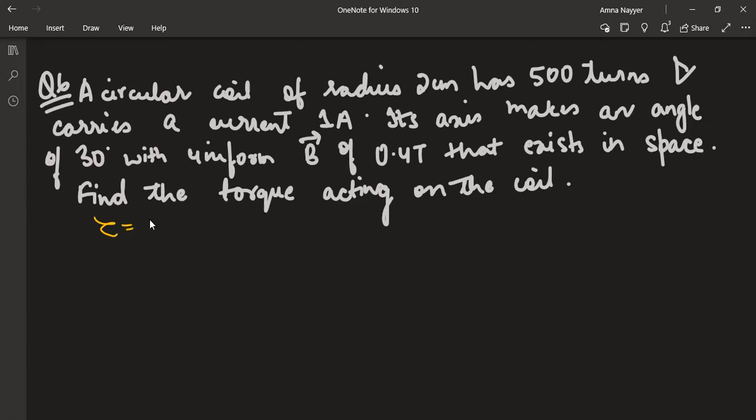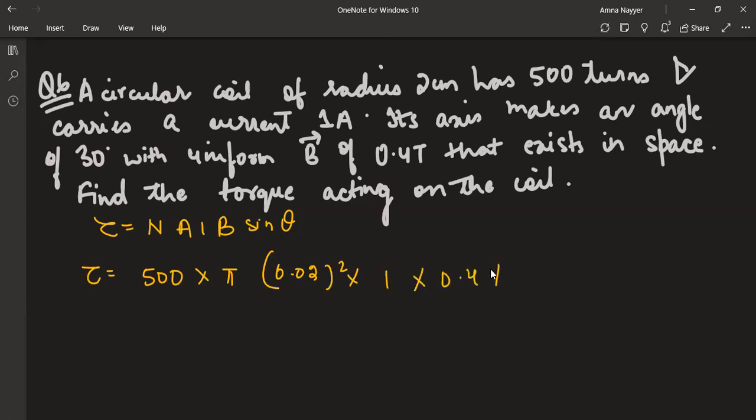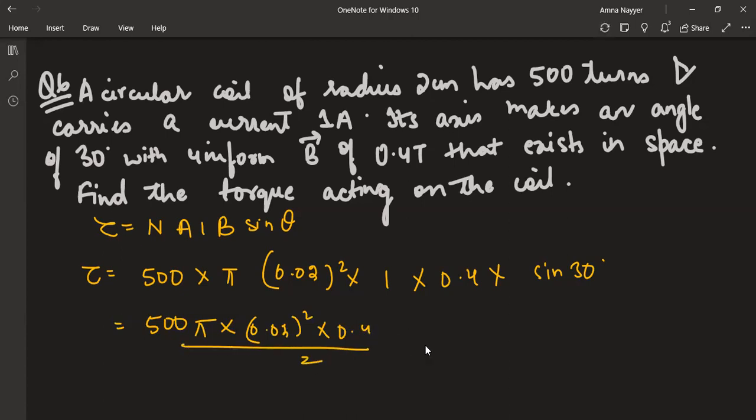So when you calculate torque, the formula will still be NAIB sine theta. So torque will be, number of turns 500, area pi r square, 0.02 whole square, and current is 1 ampere, magnetic field is 0.4, and sine theta will be sine 30 degrees. So 500 pi into 0.02 whole square into 0.4 by 2, half. So torque will be 0.13 Newton meter. This will be the answer. Quickly note it down.